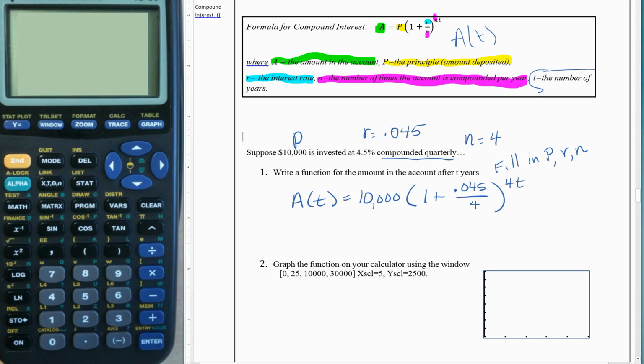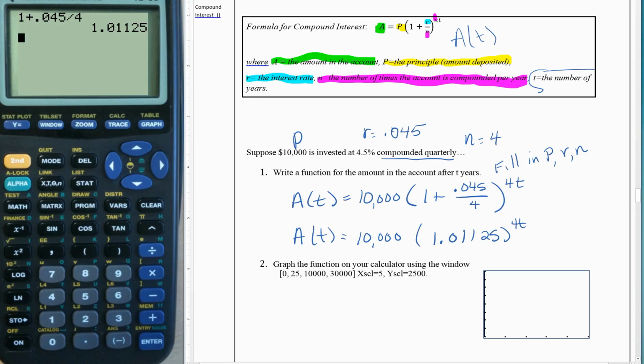The only thing we can do to simplify this is what's inside the parentheses. So we can do 1 plus 0.045 divided by 4, and we can write this as 1.01125 to the 4t. Now, we can't multiply the 10,000 by that because in the order of operations, you have to do exponents first. So we need to leave that exponent on there and leave the 10,000 out in front.